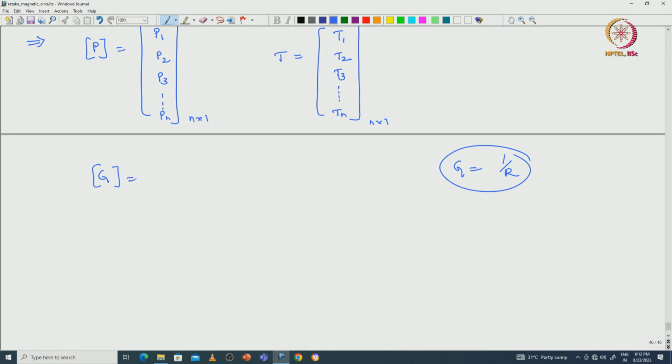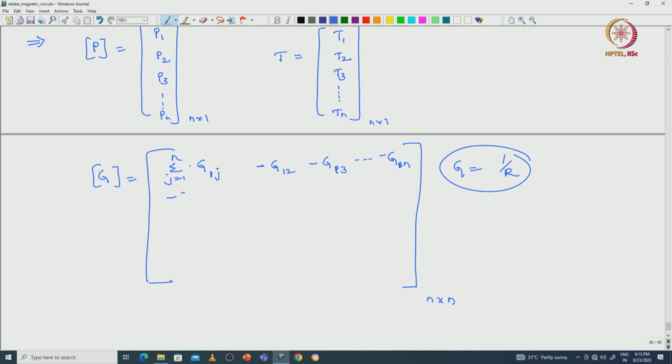So here the conductance matrix is equal to sigma j equals 1 to n, conductance with respect to node 1 to different nodes, and then conductance with respect to node 1 and 2, conductance with respect to node 1 and 3, and so on up to conductance with respect to node 1 and n. So just see all the terms with respect to this matrix, with respect to the above equation, then we can realize this matrix. This is an n by n matrix.